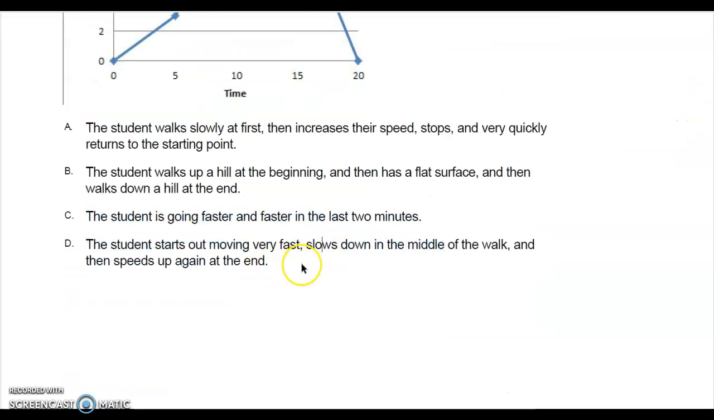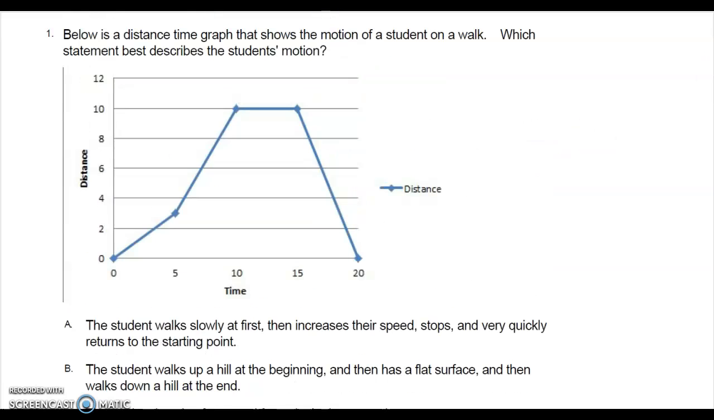The student starts out moving very fast, slows down in the middle of the walk, and then speeds up again. I don't see starting out fast and then slowing down and speeding up necessarily. The student walks up a hill. I'm going to just stop there. We all know that these are not hills. These are not flat roads. So B is that misconception that we actually all talked about when we were doing that.